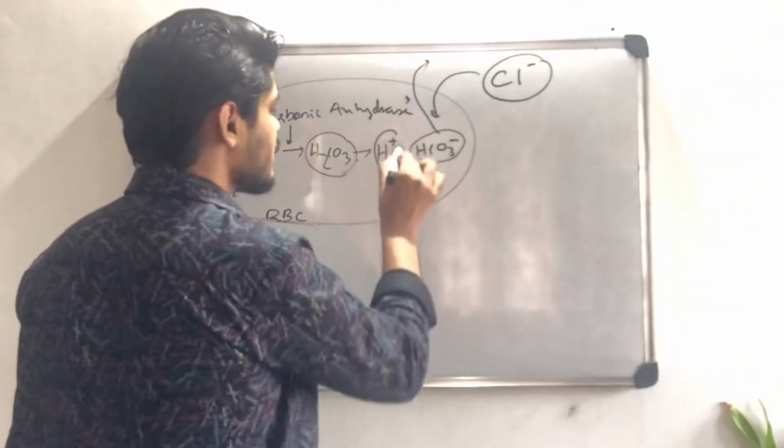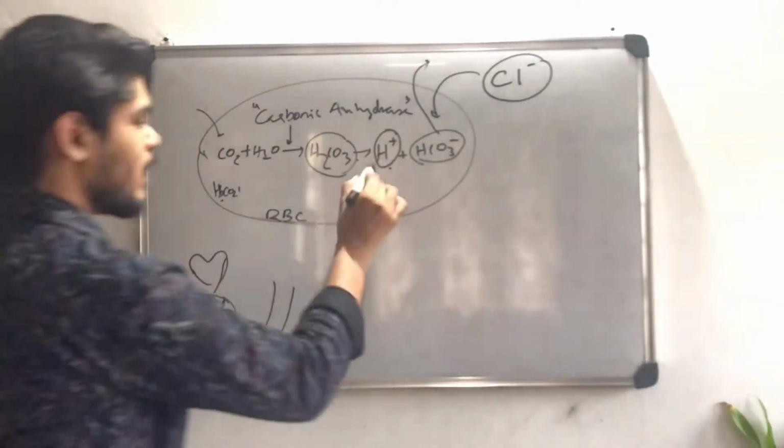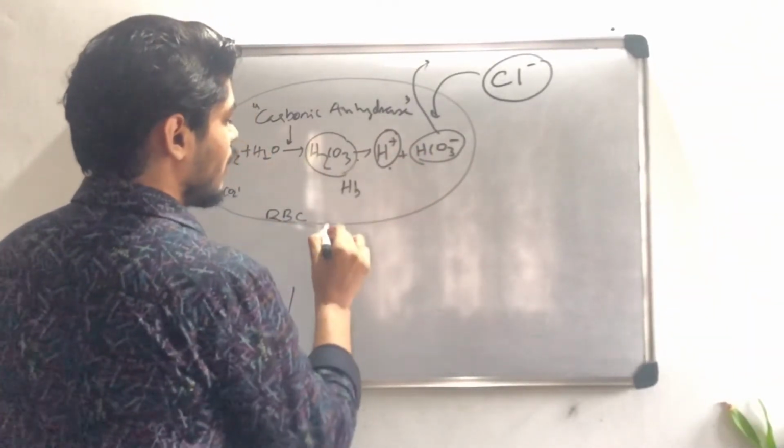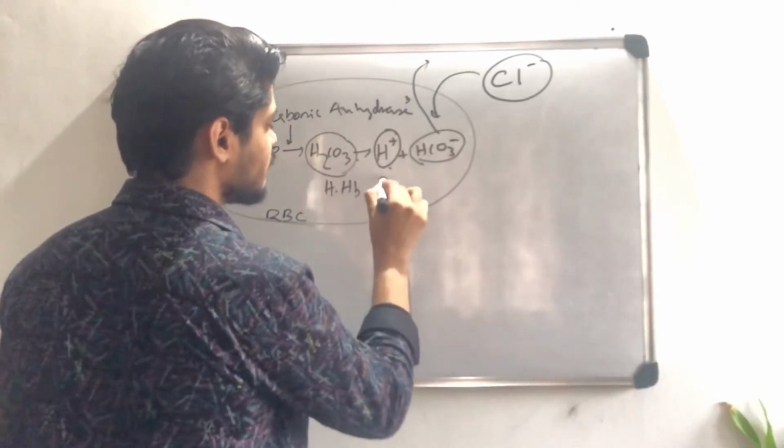Now H plus is there. H plus binds with hemoglobin and will result in HHb.